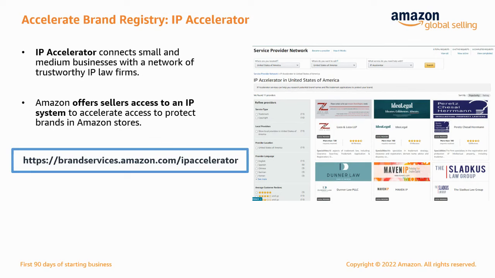This is for people who are interested. If you're interested in getting your brand registered in the US, we have this website called IP Accelerator. There's a list of providers on this website. You can engage them and ask what fee they charge to help you register your brand in the US. So this is essentially a network of these providers. They are usually IP law firms, so they know what it takes for you to get your trademarks in the US.